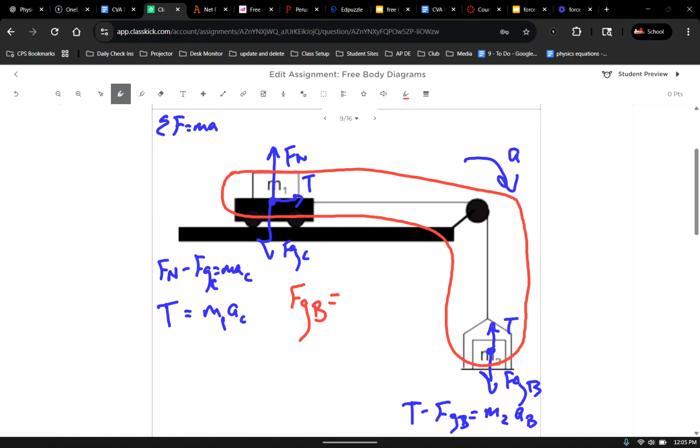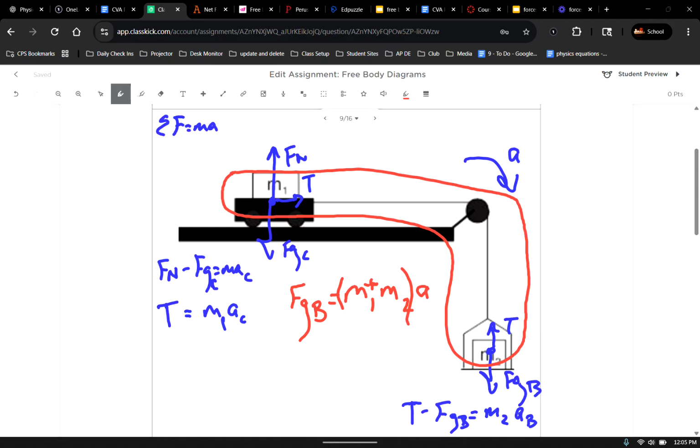I lost the ability to write again, guys. M1, M2, oh, plus. Sorry, trying to do this with my finger. Plus M1 plus M2 times the acceleration.